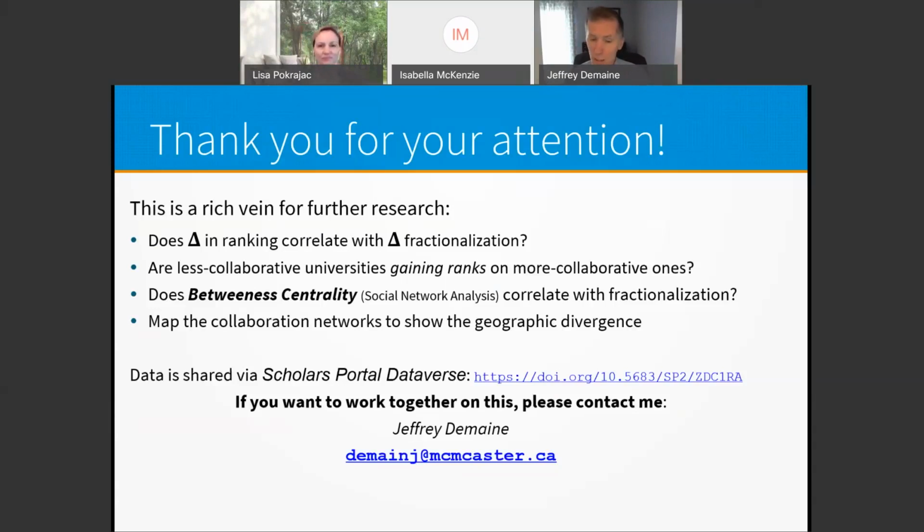And this is a rich vein for further research. Some future questions I might explore in subsequent work, or perhaps for next year's talk, are: does the delta, the change in rankings, correlate with the change in fractionalization? Are less collaborative universities actually going up the rankings because they retain more impact? Perhaps we could use betweenness centrality from social network analysis to see if that correlates with fractionalization, that sort of thing.